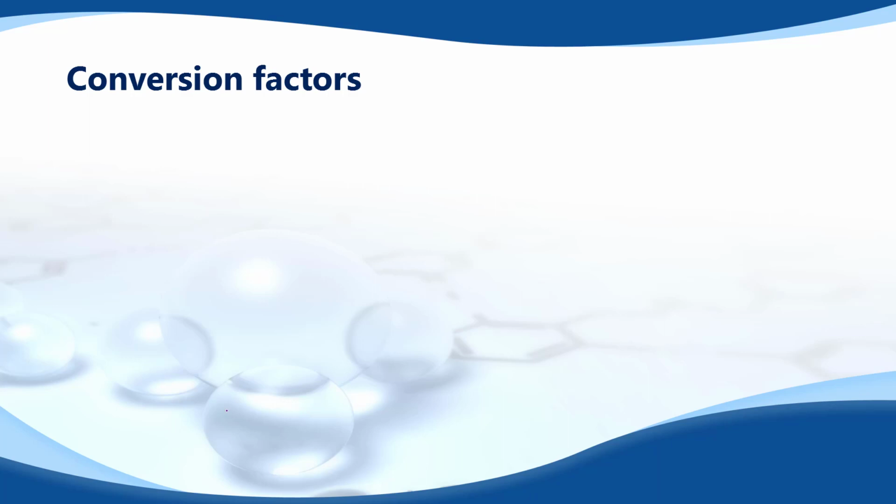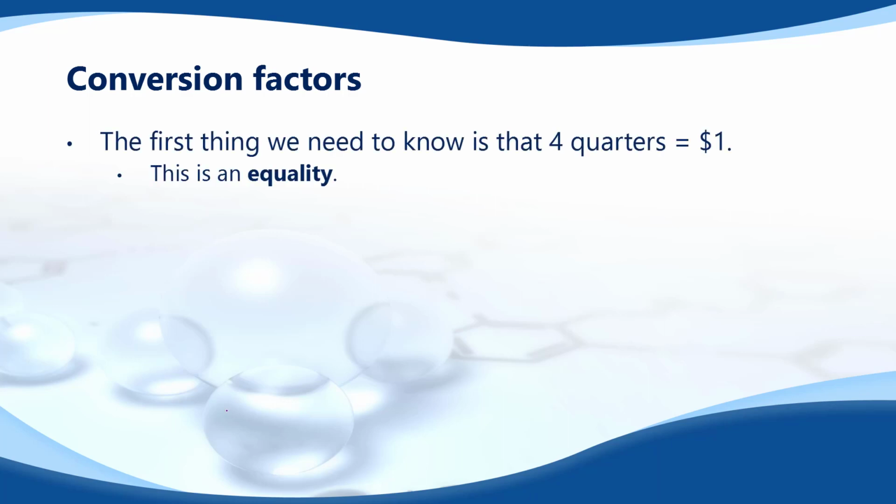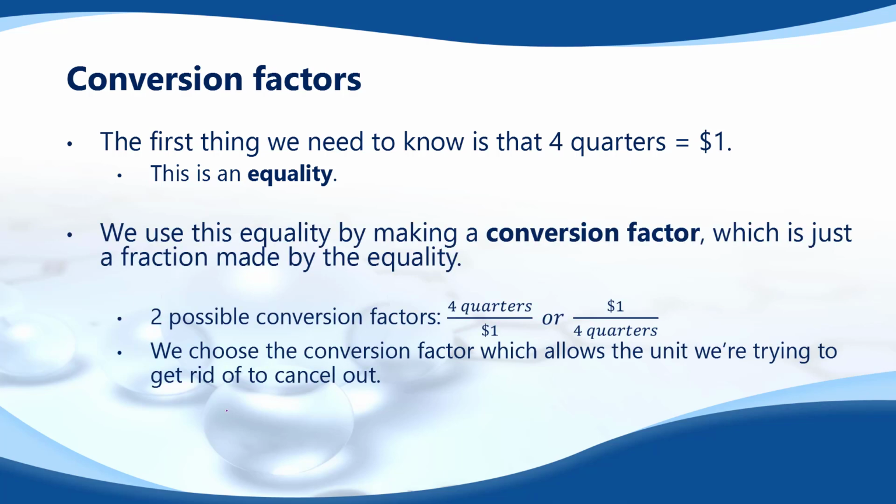Before we can actually make our conversion factors, though, we need to establish an equality. An equality is a statement that says thing A is equal to thing B. In our case, 4 quarters is equal to $1. That's our equality. From that equality, we can make a conversion factor. Conversion factors are just fractions. We put one over the other.